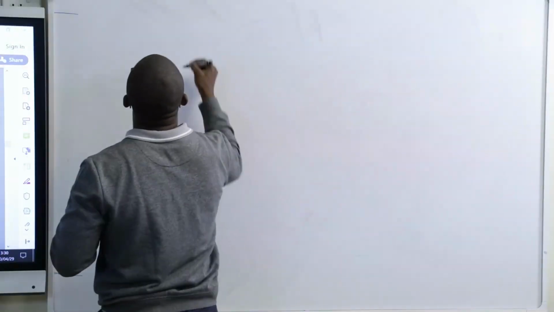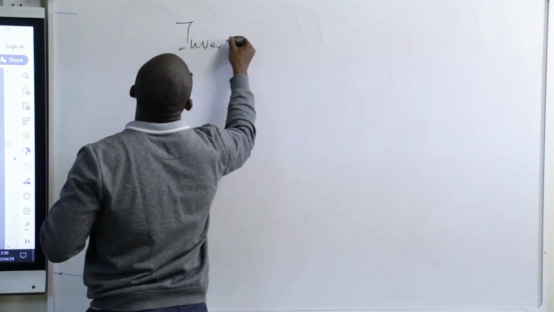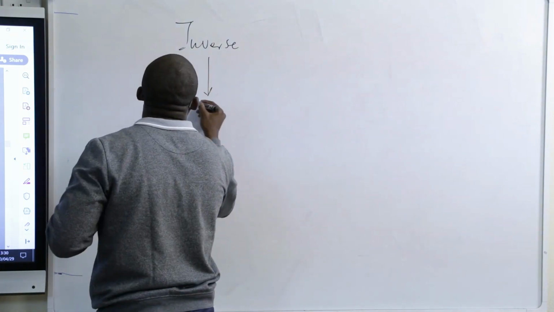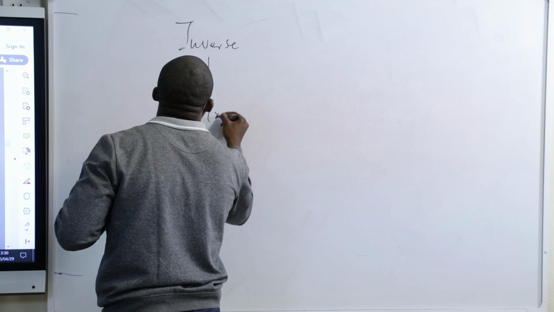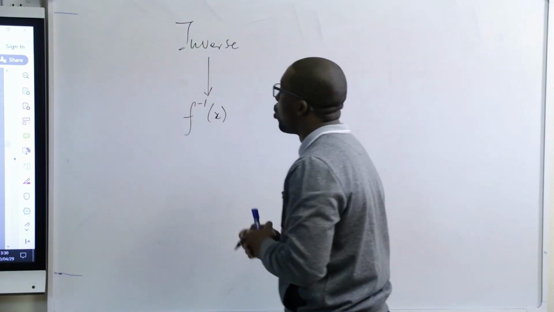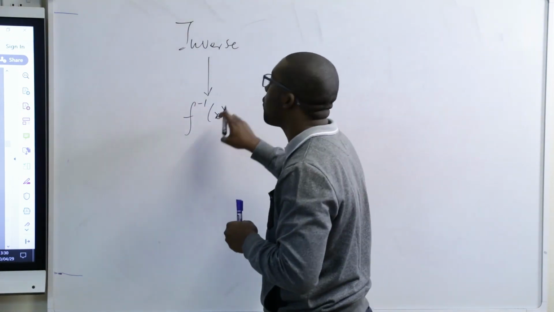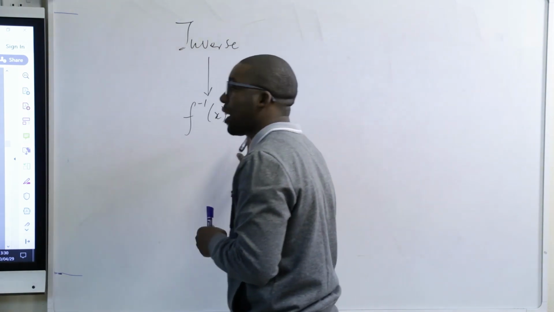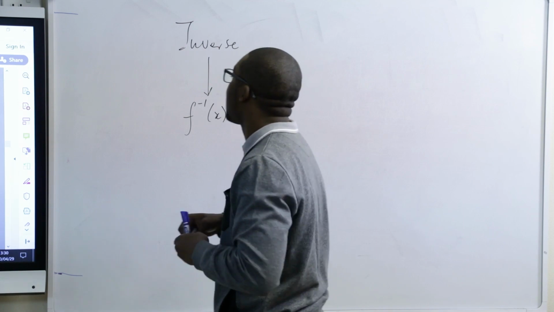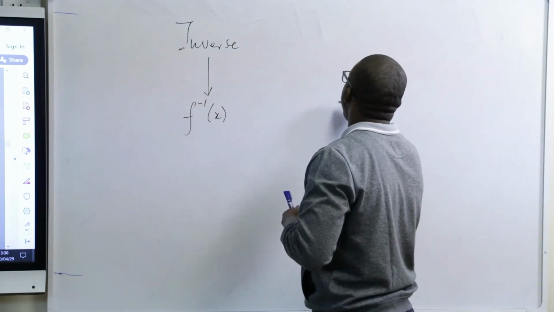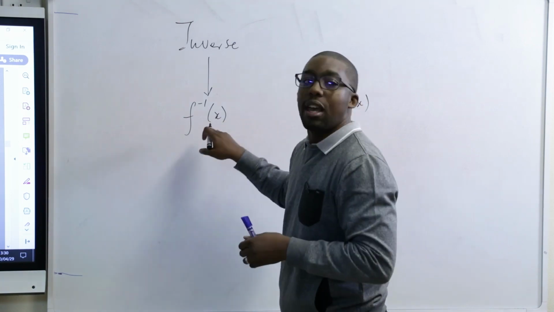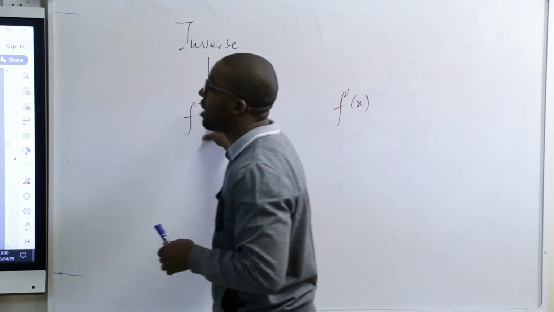Here, to show that it is an inverse, we do not call it f of x. It now becomes f to the minus 1 of x. Do not confuse this with f prime x, because those two things are not the same. F prime of x is the derivative, whereas f to the minus 1 is the inverse.